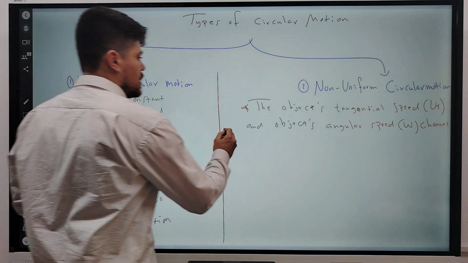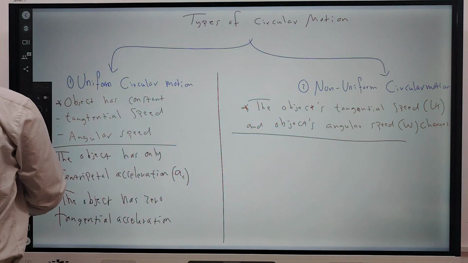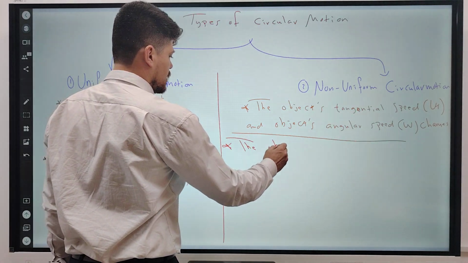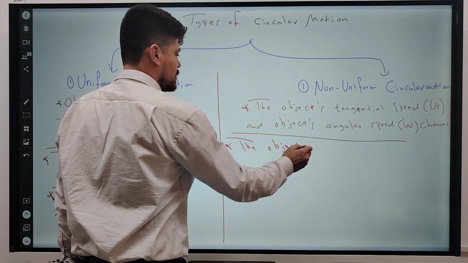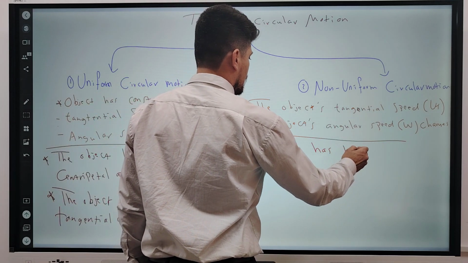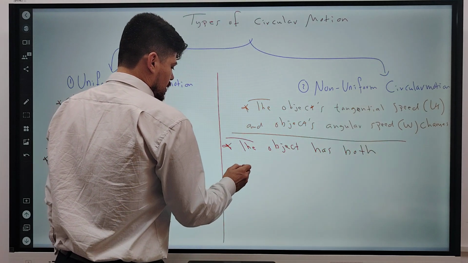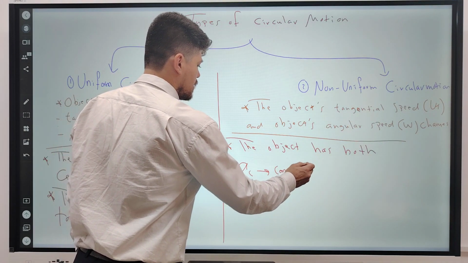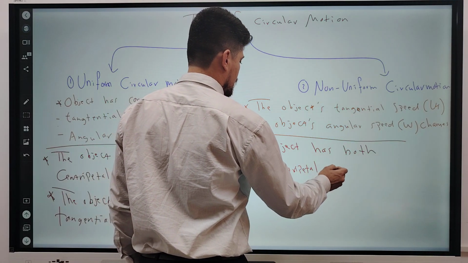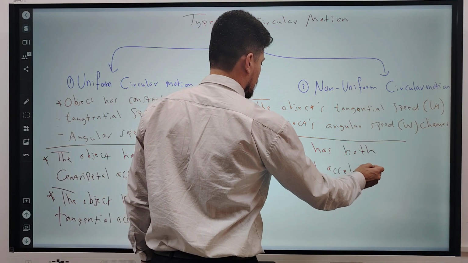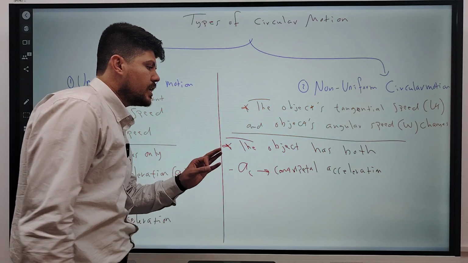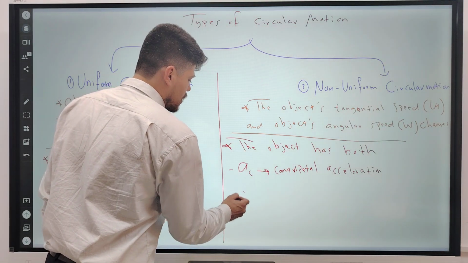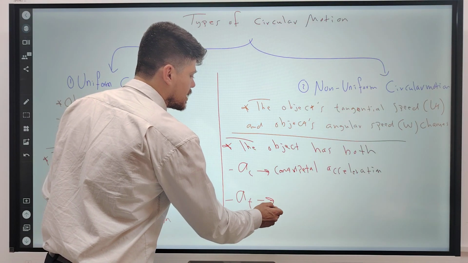In that case, the object has both centripetal acceleration, due to the changing direction of the tangential speed, and the object also has tangential acceleration.